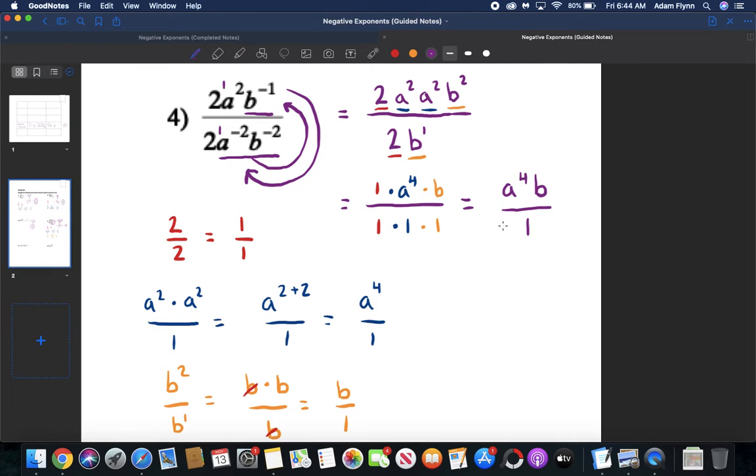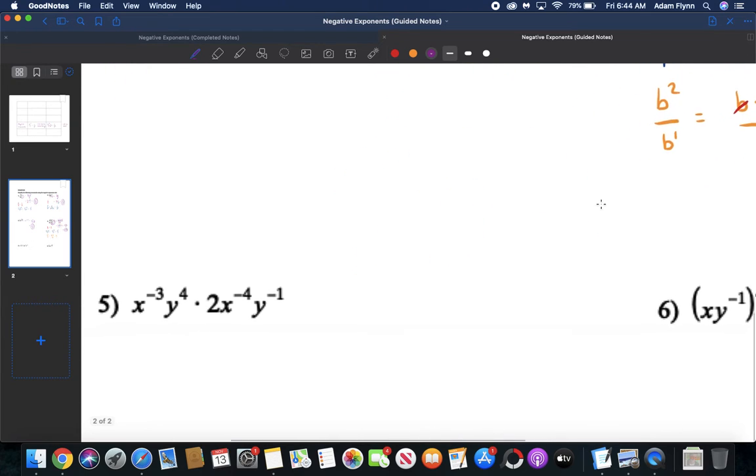So this is an acceptable answer. This is not incorrect, but keep in mind, whenever we are dividing by 1, our solution is going to be whatever's on top. So I'm just going to rewrite this without the 1, just as a to the fourth times b. And that would be my final answer. Okay, only a couple more left. Let's head down to number 5.